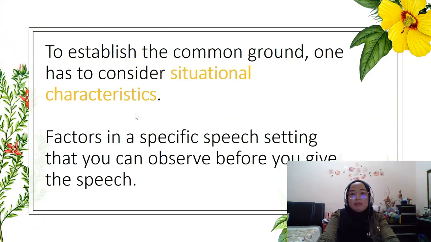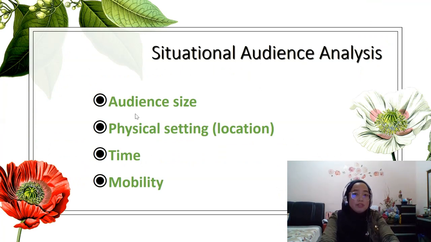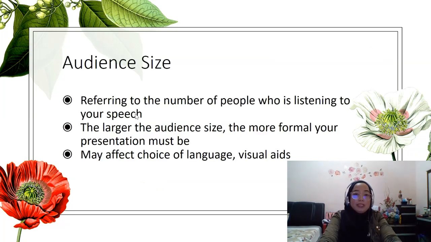So, to establish common ground, a speaker has to consider situational characteristics. What are situational characteristics? Situational characteristics are factors in a specific speech setting that you want to observe before you give the speech. There are four different types. First one would be audience size, which refers to the number of people who are listening to your speech. Number two, the location or the room of your speech. Third is time, and lastly, mobility.